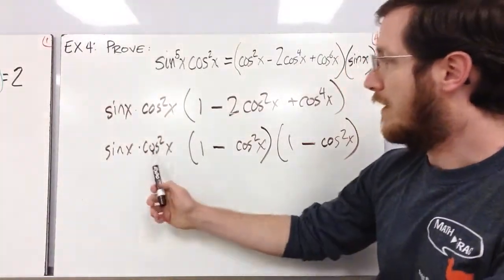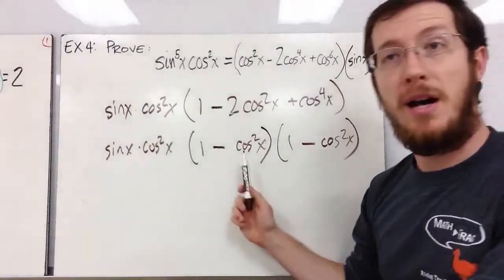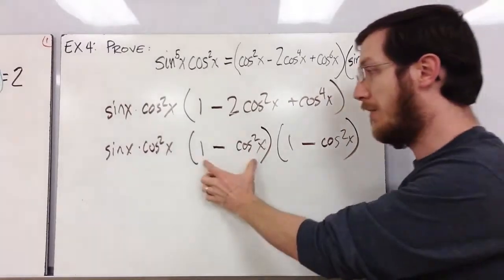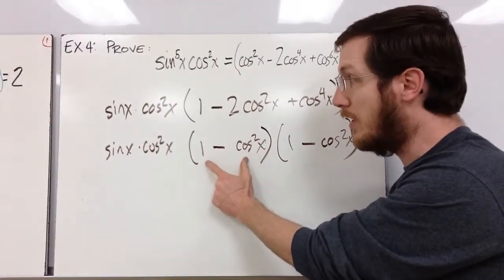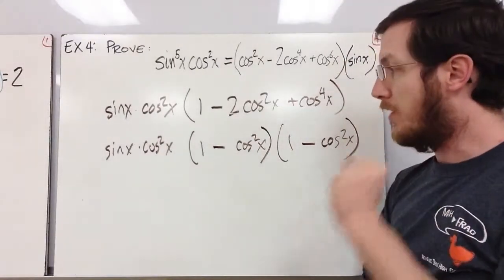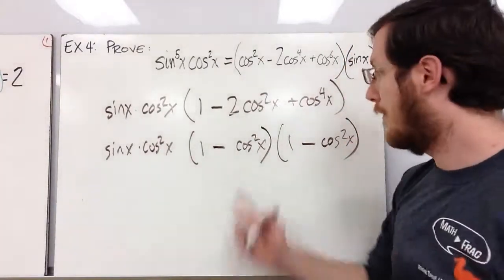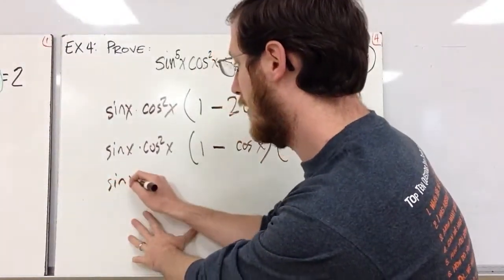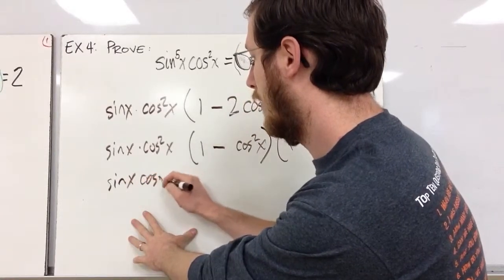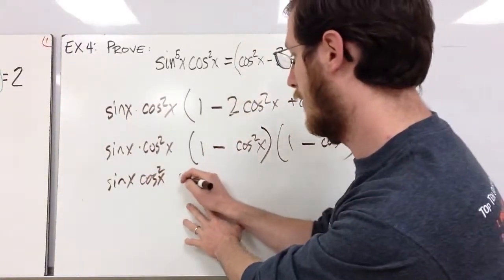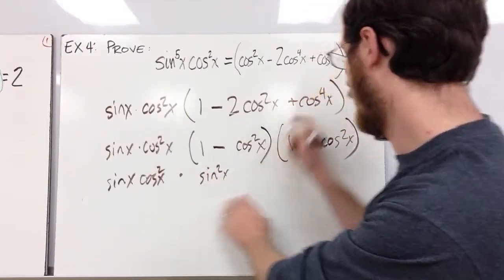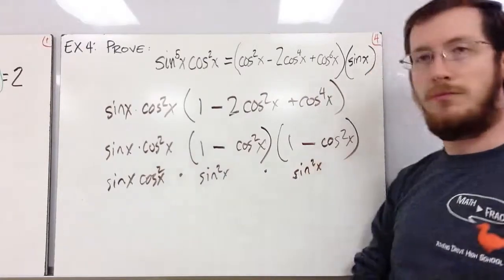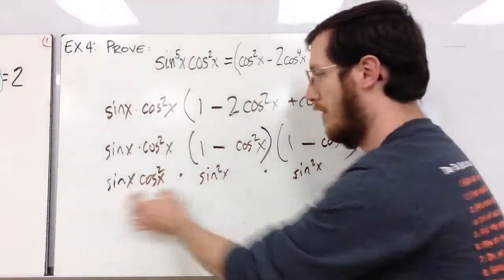Okay, so we've got sine of x times cosine squared of x times 1 minus cosine squared of x times 1 minus cosine squared of x. Now, do these look familiar? I hope so. Anytime you see this, light bulb should go off. You should think Pythagorean identity. This is the same as sine squared of x. So let's replace both of these with sine squared of x. So bring these down. Sine of x, cosine squared of x. This becomes sine squared of x. This becomes sine squared of x.